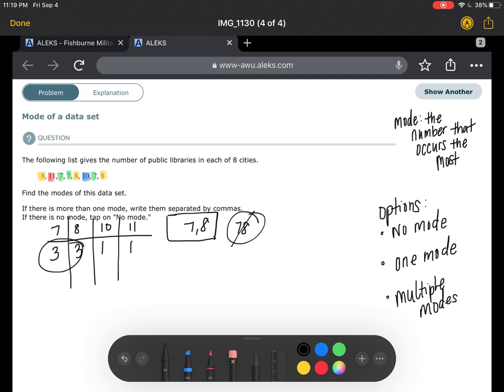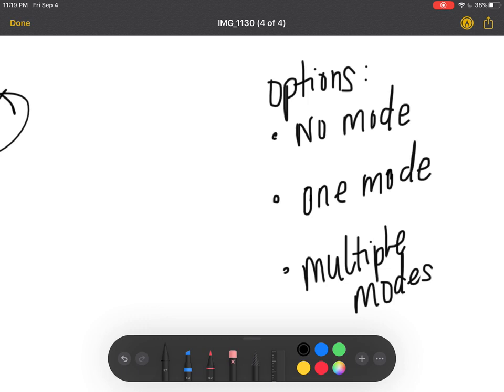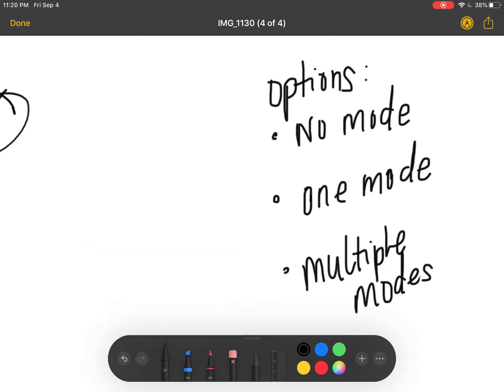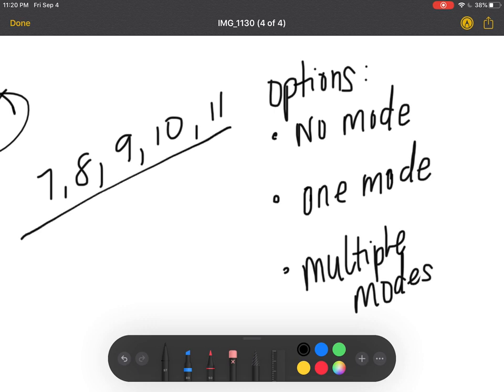So make sure you're taking the time to really look through and count to see how many there are of each one. So there's a couple of options for the answers that you can have. So you can have no mode. No mode would be like if you have a data set of 7, 8, 9, 10, and 11, right? Each number occurs equally. So that would be no mode, okay?